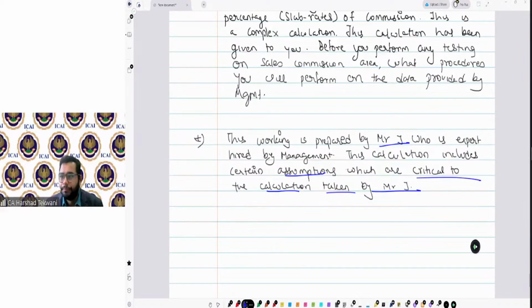Come on, guys. Very good, Tanisha. So you are saying assessing the reliance to be placed on the work of the expert and the knowledge of the expert, including the basis and relevance of such professional assumption. Very good. Excellent. What else? What procedures will you perform before you accept that data? Before I take that data for further testing, what procedures will I perform on that data?